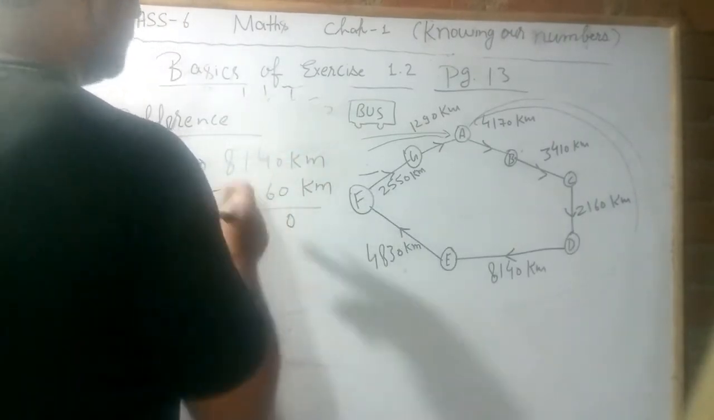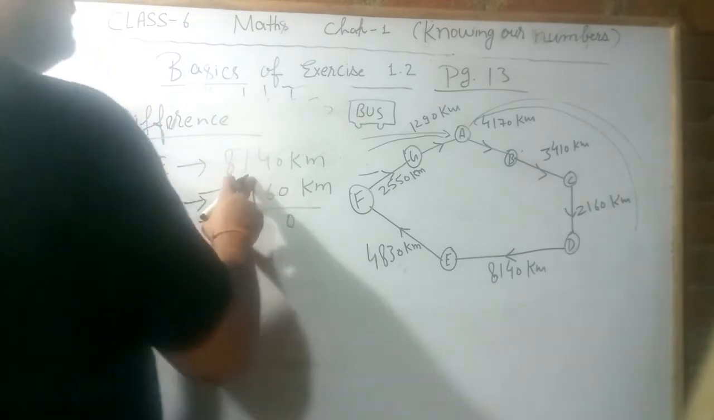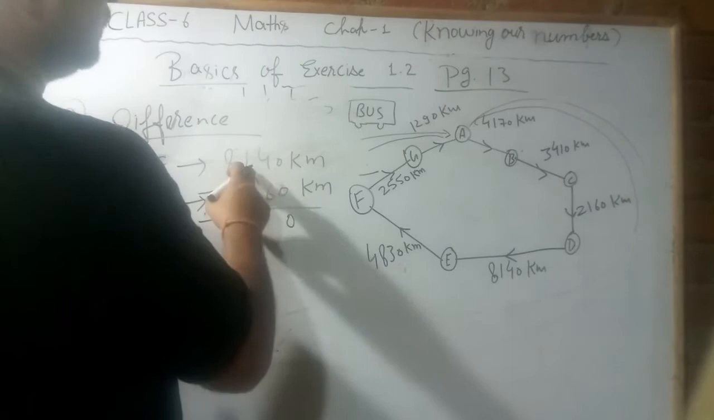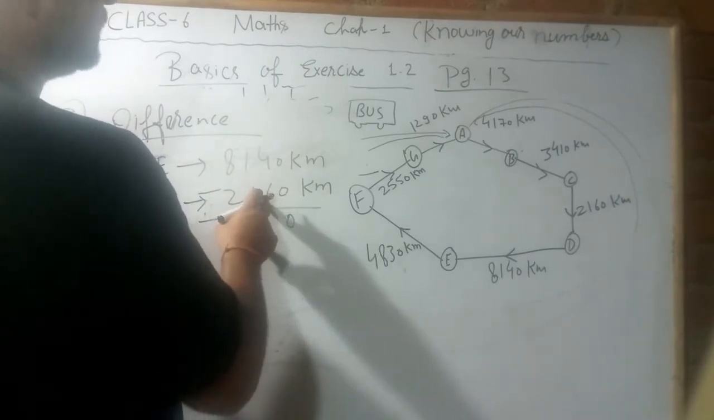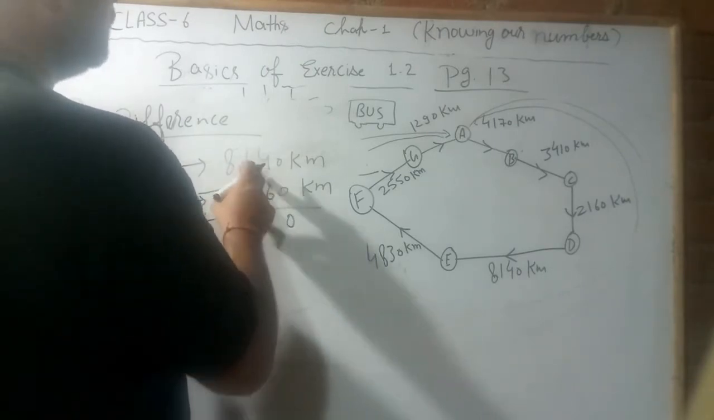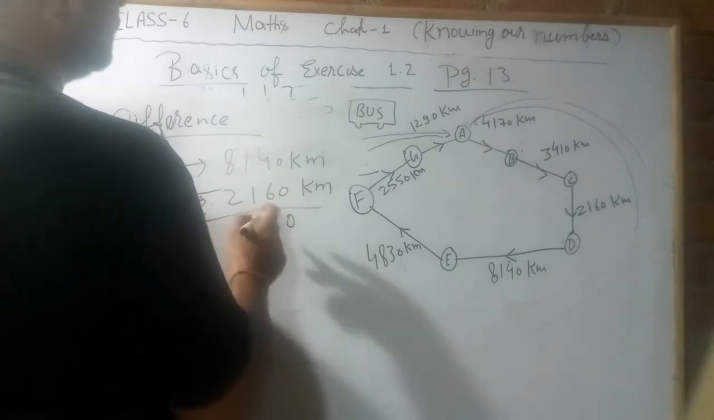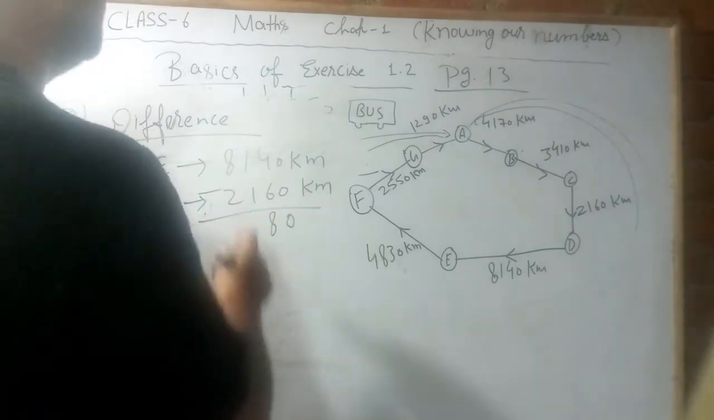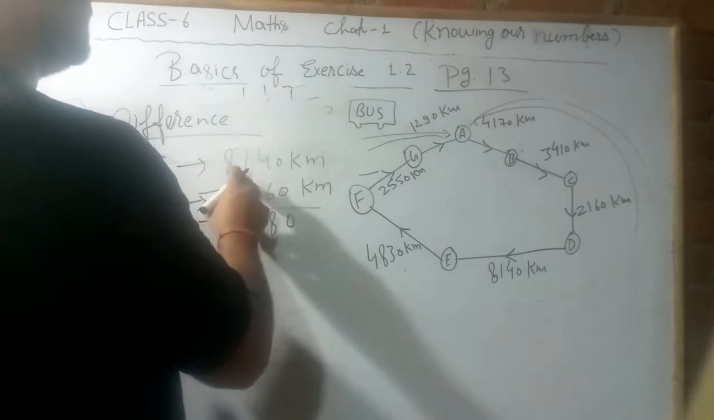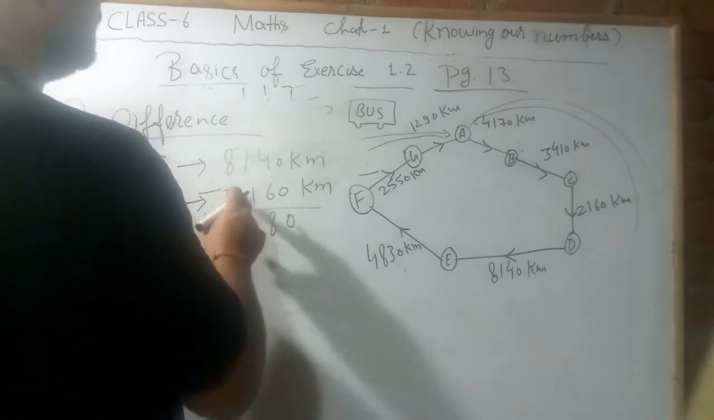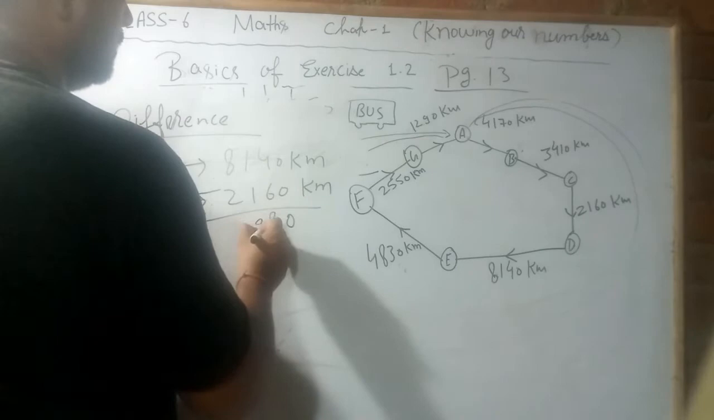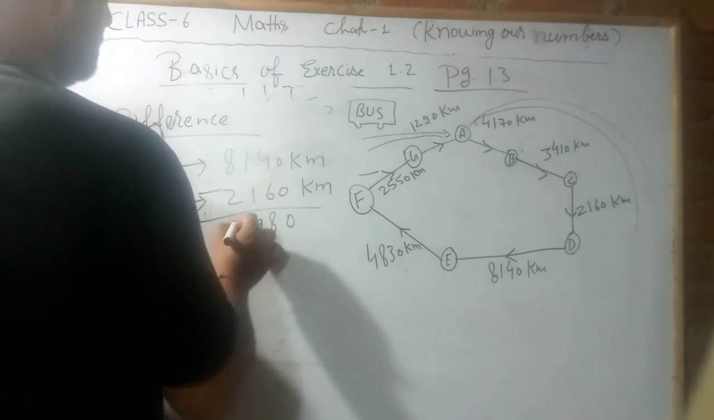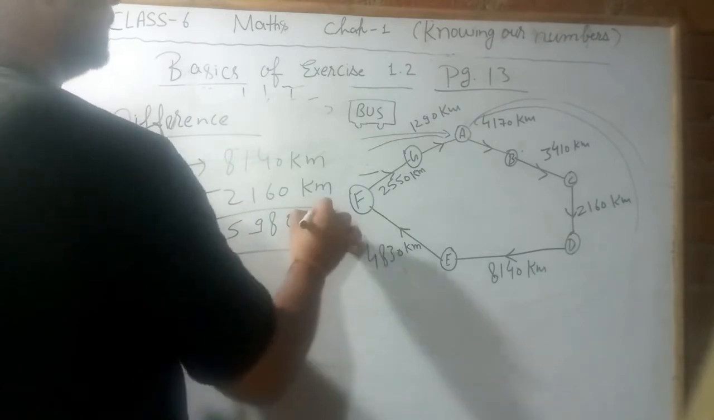4 cannot be subtracted, so we are taking 1 carry here. So it will be 14. We will subtract 6 from 14, so the answer will be 8. Here 0 is here, so we will take 1 carry. Here is 10. 10 minus 1, 9. Here is 7. 7 minus 2, 5. It's your answer.